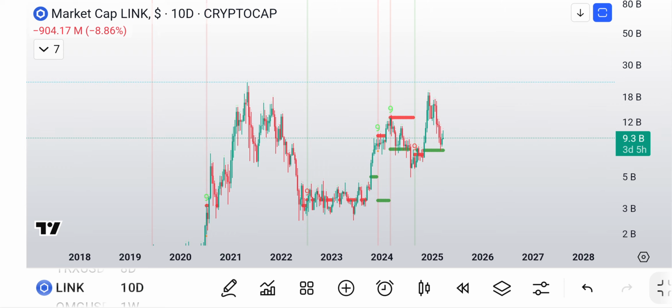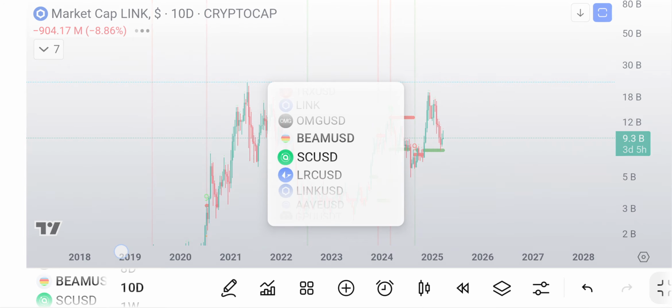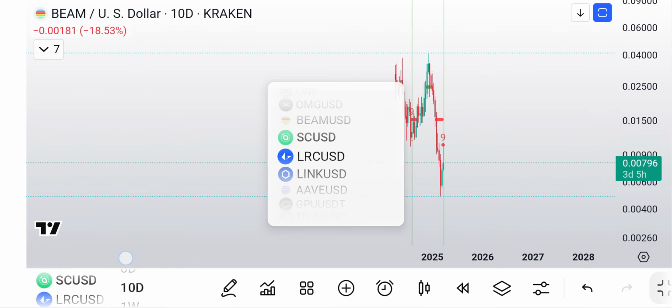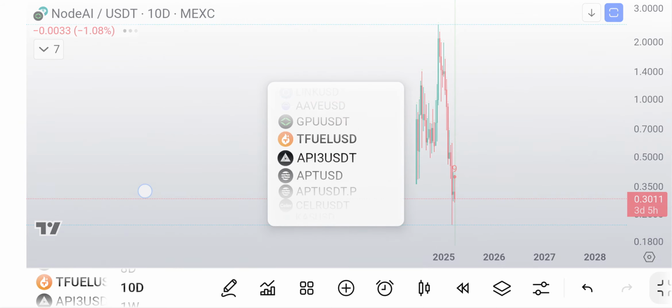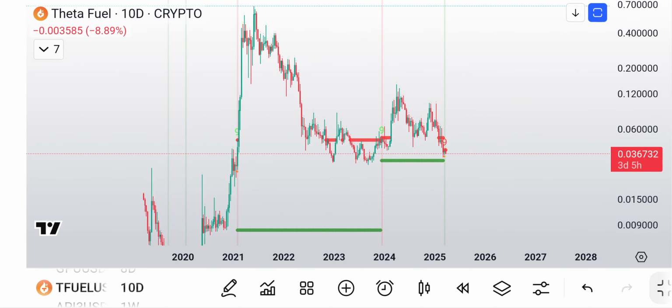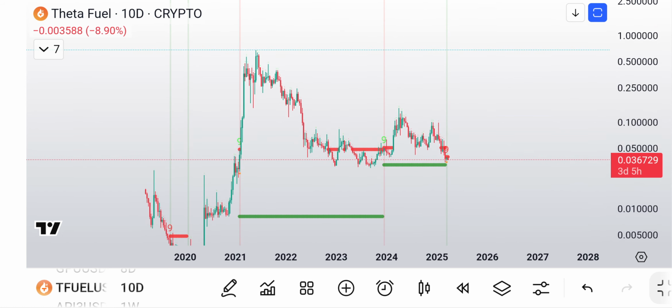The bull run hasn't even begun. It hasn't even started yet, guys. There is no bull run because it hasn't started yet. Right? So, look at Theta Fuel, where it topped back here in 2021. We've been going down ever since.